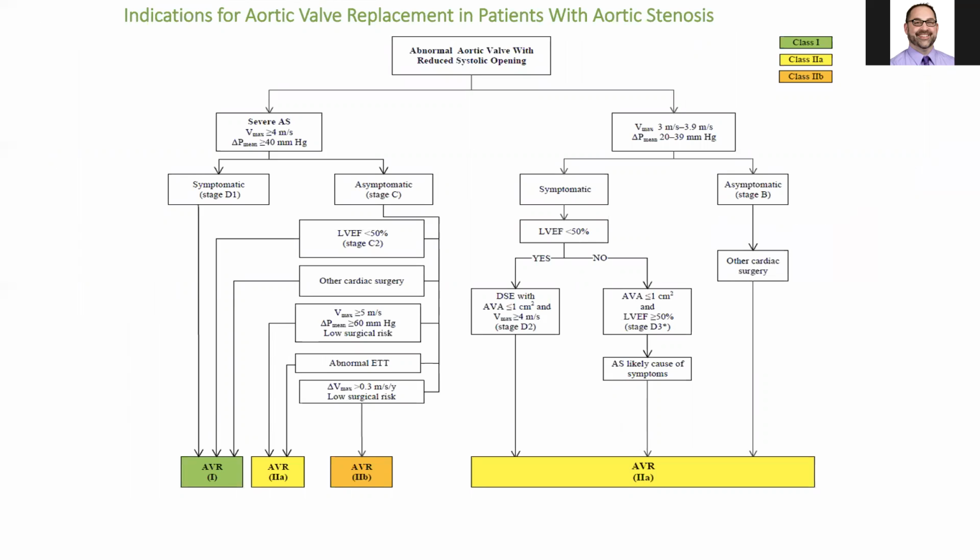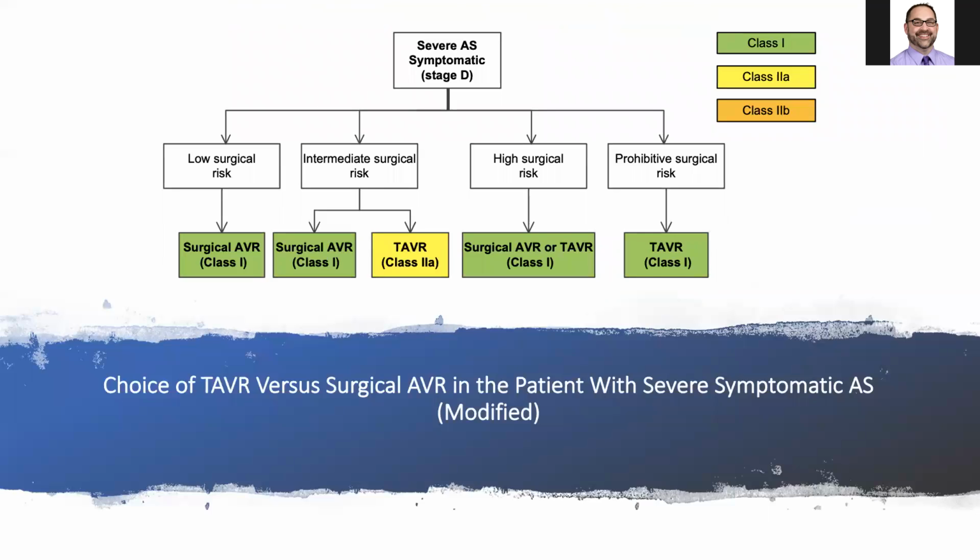This is looking at patients with severe aortic stenosis, if they're symptomatic or not symptomatic, what stage they're at, and their evaluation for aortic replacement. And this is a choice of a TAVR versus a traditional aortic valve replacement. So if they have severe aortic stenosis, stage D, they have low, medium, or high surgical risk, and looking at which patients then get a traditional aortic valve versus a TAVR.